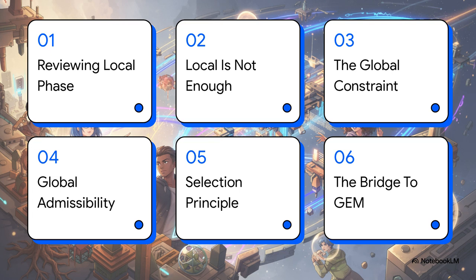Here is the roadmap for today's strict logical progression. 1. Reviewing the local phase. 2. Local is not enough. 3. The global constraint. 4. Global admissibility. 5. The selection principle. And 6. The bridge to GEM.